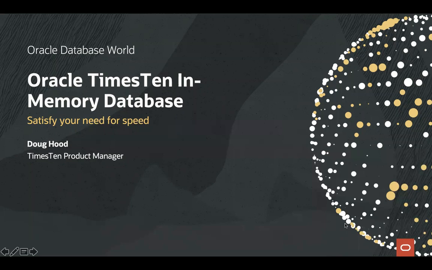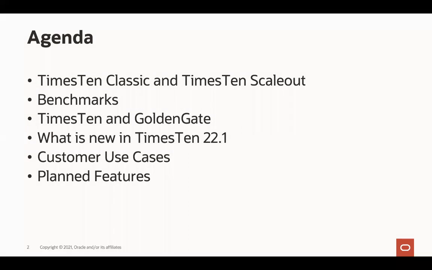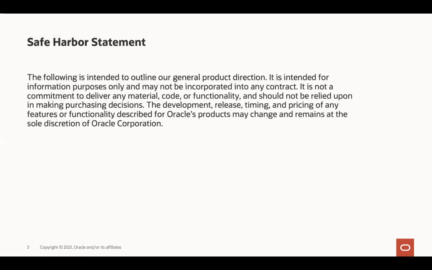Hi, my name's Doug. Today, we're going to be talking about the Oracle TimesTen In-Memory Database version 22, what's new and what's cool. First, we're going to be talking about TimesTen Classic and TimesTen Scaleout and some recent benchmarks that we did. Then we'll see how we can use TimesTen with Golden Gate for read-only caching. Then we're going to look at some new features in TimesTen 22, some customer use cases, and finally, some planned features after 22.1. Because the last slide talks about planned features, we need to legally cover this safe harbor statement.